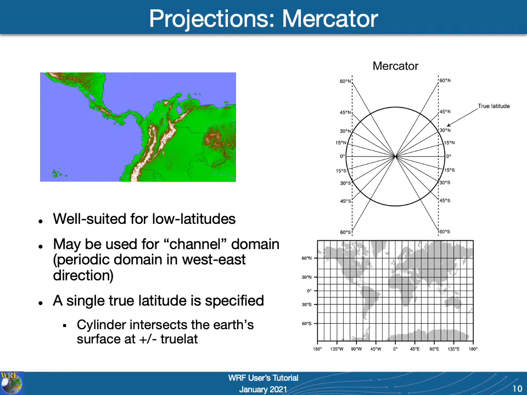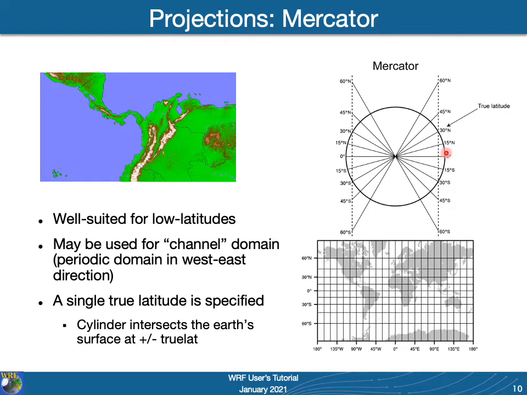The second projection is the Mercator projection, and this is formed by taking a cylinder and wrapping it around the Earth. And it can either be tangent to the Earth's surface at the equator, or it can intersect the Earth's surface at plus or minus some latitude. And similar to the Lambert conformal conic projection, there is a true latitude, and again, that is the latitude where this projection surface either intersects the Earth's surface or is tangent to the Earth's surface.